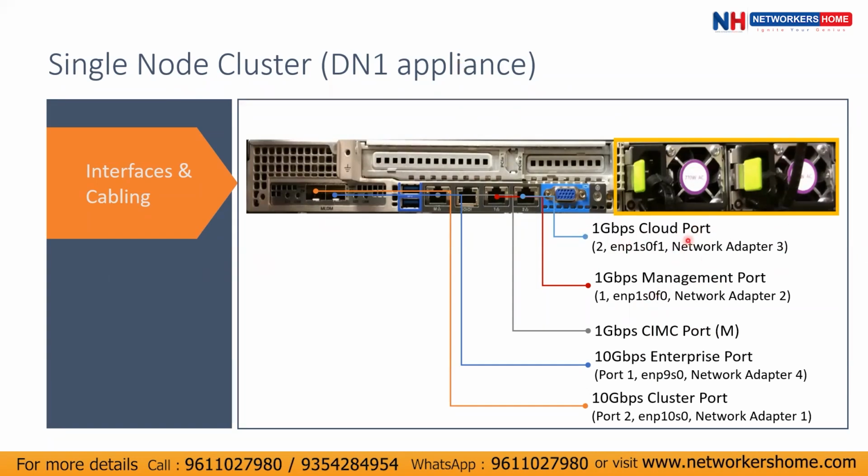So we have discussed this cloud port for cluster-related things. Then the enterprise port. This is your 10 Gbps port, you can see, and that is for your network adapter 4. This port is used to discover your devices. With the help of this port, your DNS Center will connect to your devices. So whatever you are configuring or whatever policy you are applying will go to the network devices via this port only.